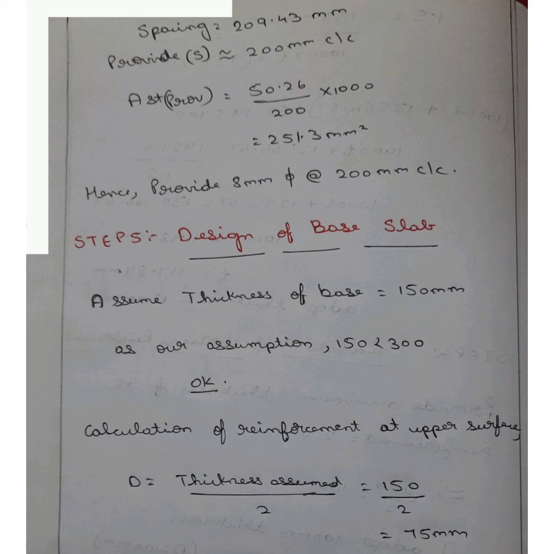Step 5. Design of base slab. For base slab, I assume thickness 150 mm. We should assume thickness less than 300 mm, so our assumption is okay. Now, we should do the reinforcement calculation. Capital D equals thickness value adopted by 2. I adopted 150 mm, so capital D equals 150 by 2, capital D equals 75 mm.